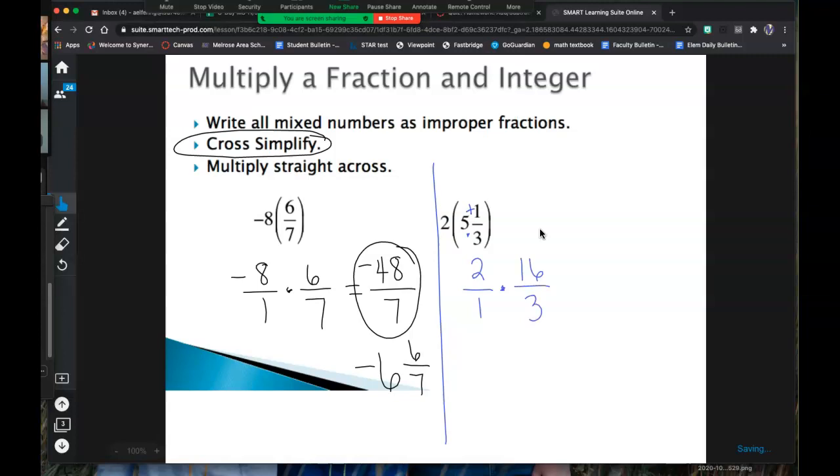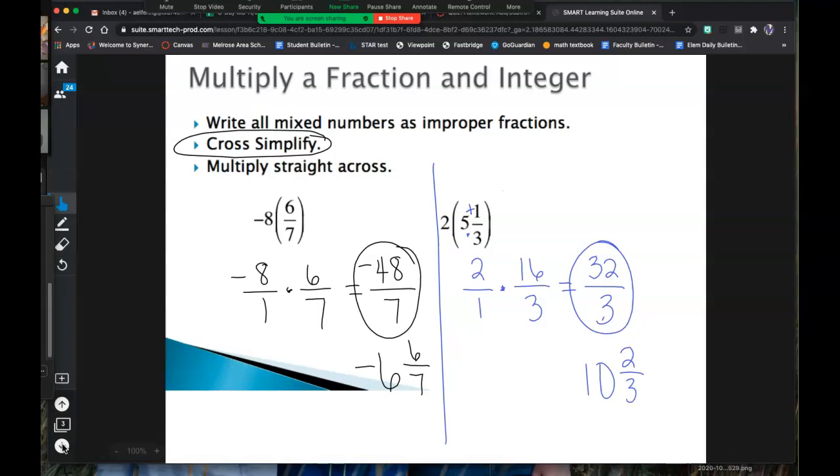Okay, once you do that part, then you can just multiply. 2 times 16 is 32 over 3. And since everything was positive, I leave my answer as 32 over 3. If you wanted to, you can change it to a mixed number. 3 goes into 32 10 times. 10 times 3 is 30 with 2 left over. So you could have either 32 over 3 or 10 2/3.